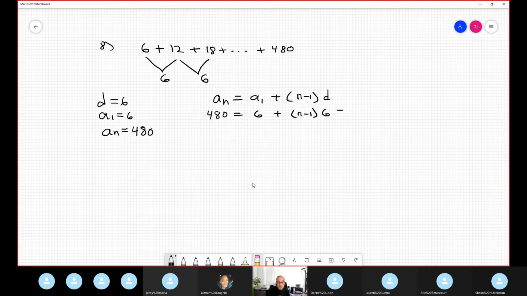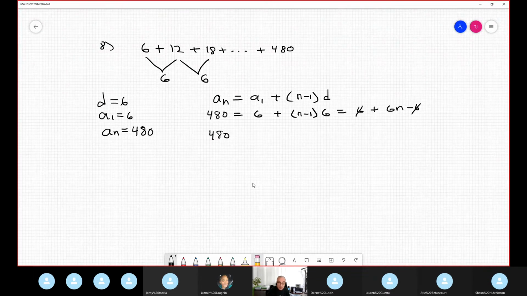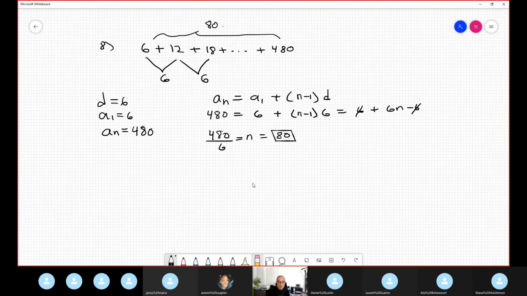And d is 6. So basically, this is 6 plus 6n minus 6, no? Oh yes, entonces cancel out. Entonces, in order to find the n, you divide by 6. So n is 80. I discovered in this summation we have 80 elements or terms, doesn't matter. It's actually a summation for the first 80 elements.